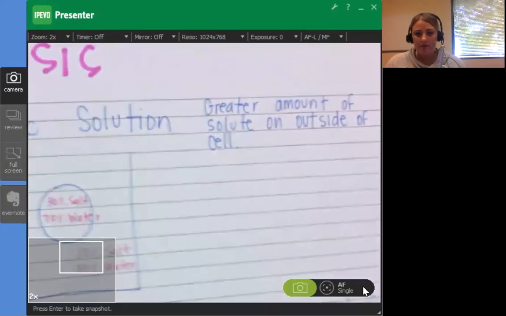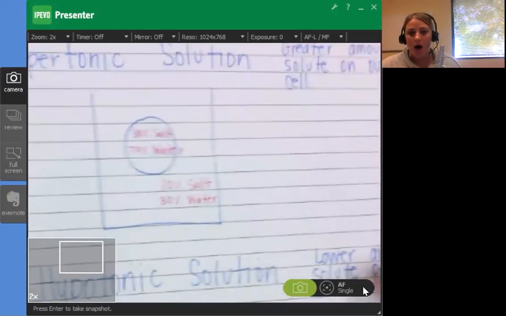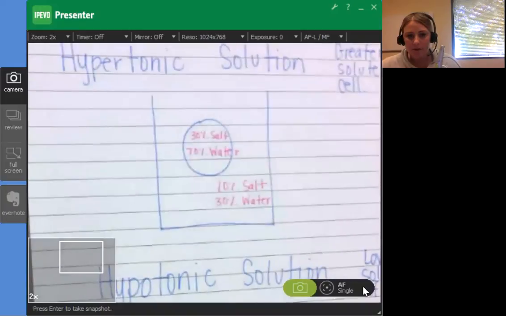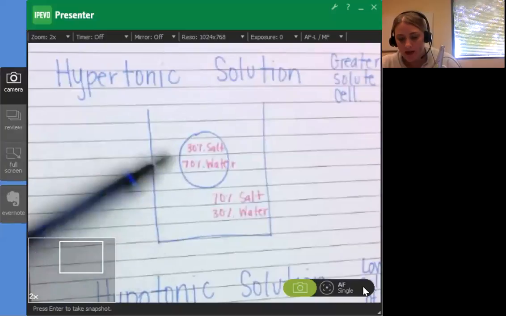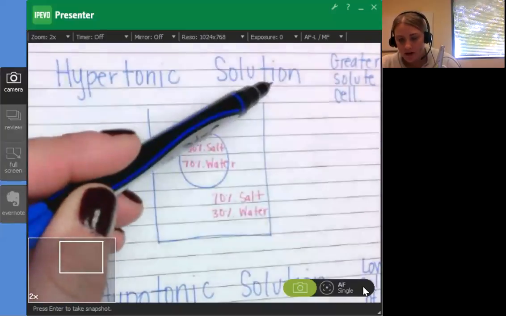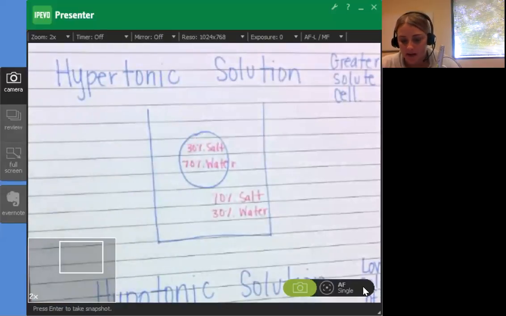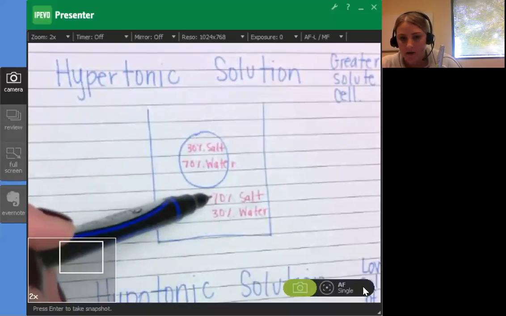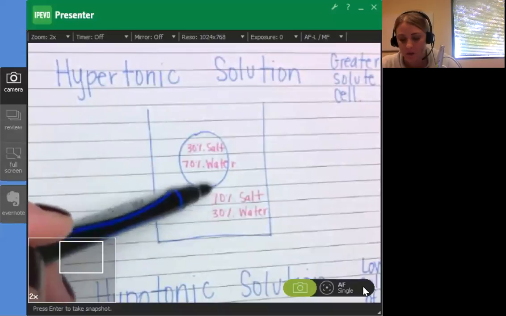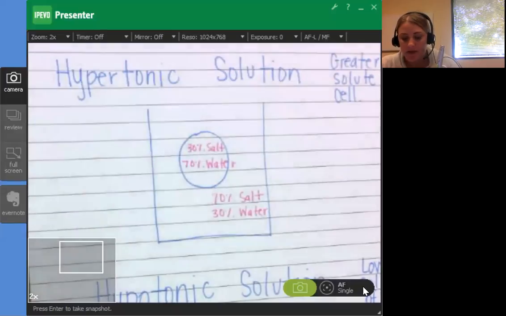So the definition of that means it's a greater amount of solute, which is our dissolved substance, on the outside of the cell. I like to use numbers because numbers make it easy to understand. So I drew a pretty generic picture, but this represents a beaker, and then the circle is our cell. So on the outside of our cell, we have 70% salt, 30% water. So we have a higher solute or dissolved substance than we do on the inside, in comparison to 30% salt and 70% water.